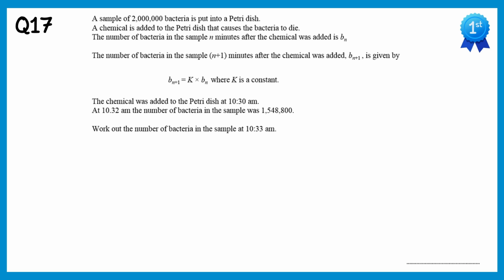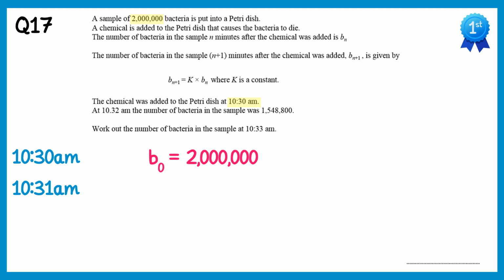In this question, we're told that there were 2 million bacteria in a sample when the chemical was added at 10:30 am. So at 10:30 am, we could say that the initial value, B0, was 2 million. 1 minute later, at 10:31 am, we'll need to use the formula given in the question, Bn plus 1 equals k times Bn. So to get B1, we need to do k, which is some number we don't know, times the previous value, B0.